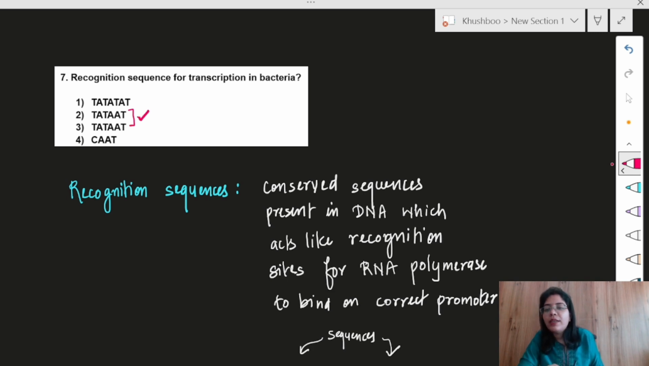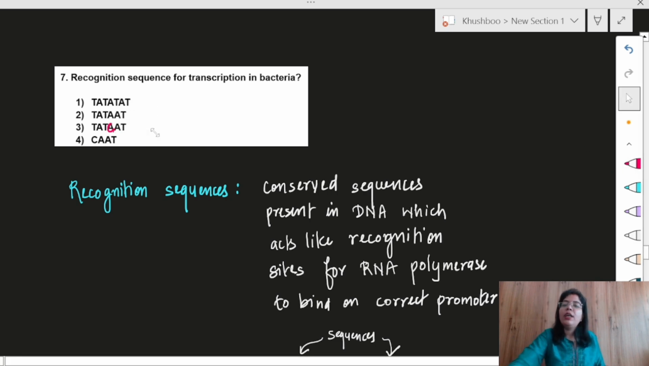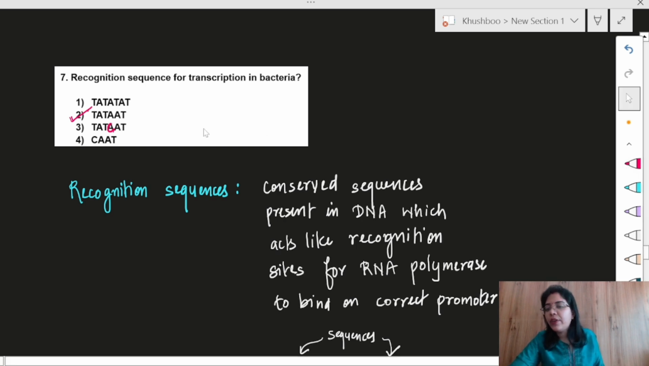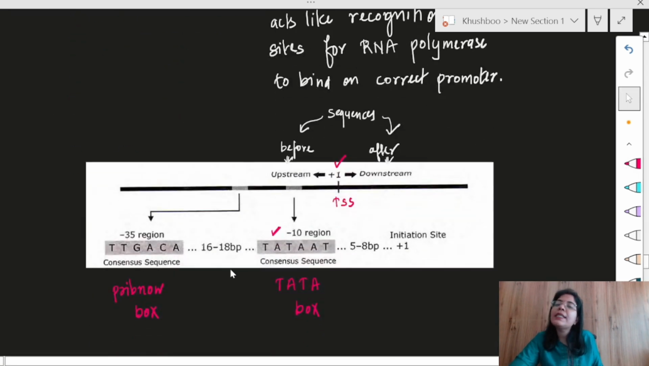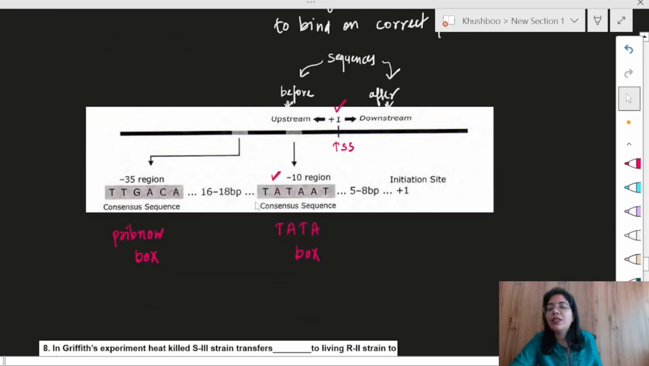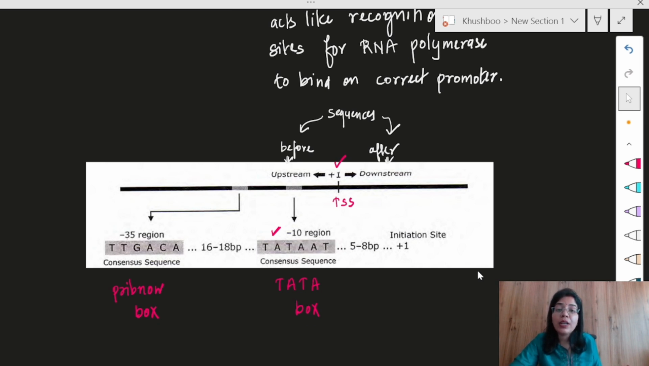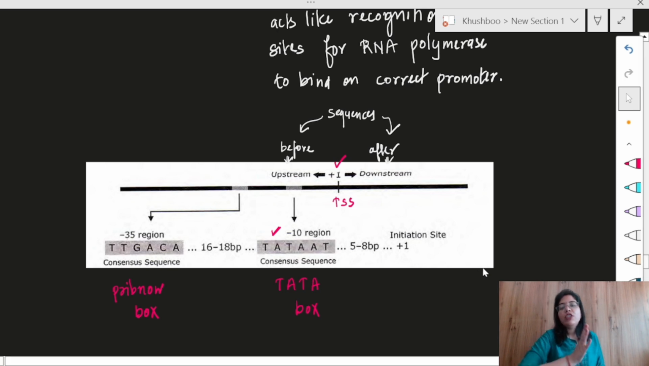Consider this as option C, and you can correct it. It is a specific sequence which should not be changed: TATAAT. Or instead of this, if they write TTGACA, then also it is fine. You have to learn this; you cannot change it. These sequences are searched by RNA polymerase to bind. They are specific sequences present in the promoter region so that RNA polymerase can bind correctly to the promoter. They are present at the -35 and -10 regions from the transcription start site, which is before the transcription start site where the promoter is.